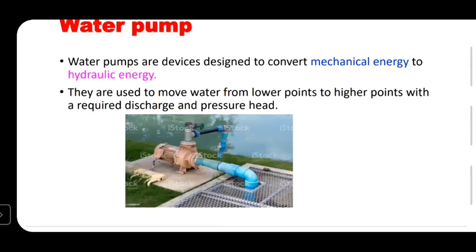Now, what is discharge? Does anyone know what discharge is? The water pumps are used to move the water from a lower point to a higher point with a required discharge.